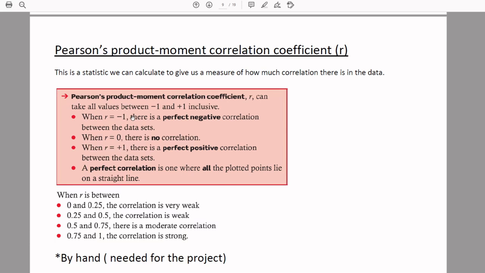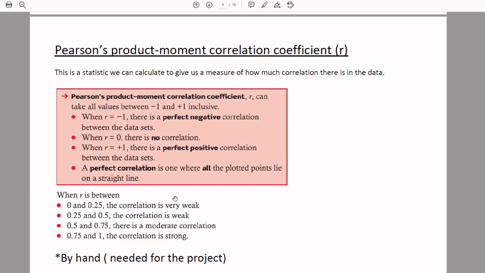Okay, so the R value goes between -1 and 1. 0, no correlation. Positive, it's a positive gradient line, and negative, it's a negative gradient line. And the closer you are to 1 or -1, the better the correlation is. They're saying 0.75 to 1 is strong, and that's fair enough. But if you had something like 0.9 or 0.95, then the correlation would be very strong, and it would be strong positive correlation.